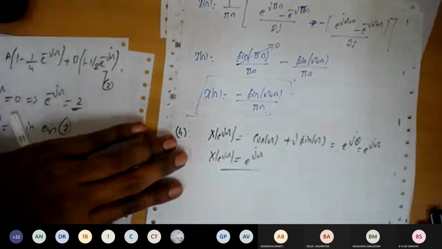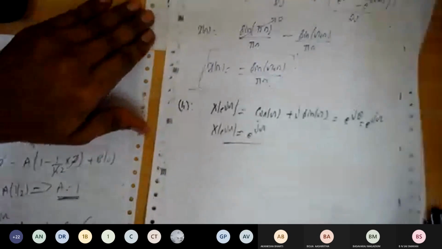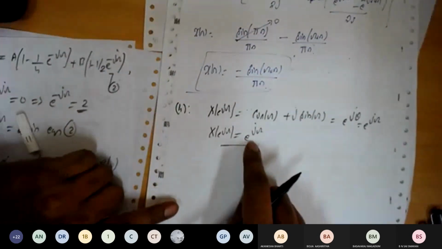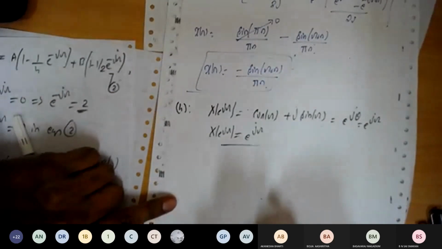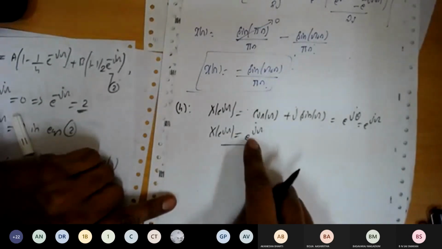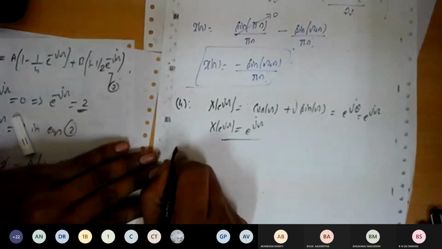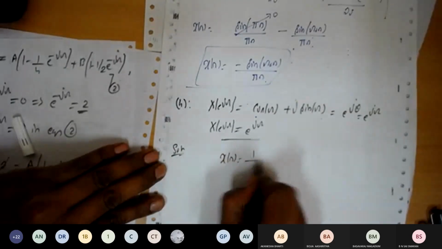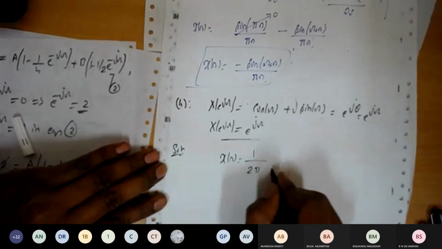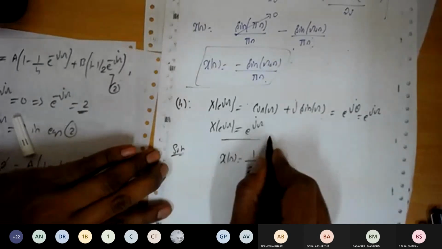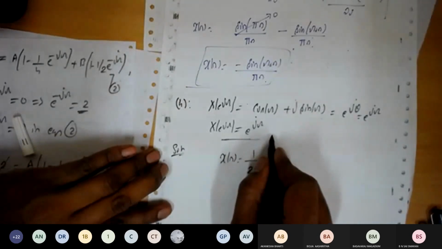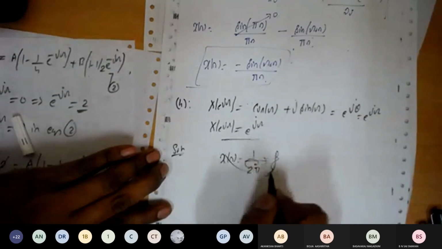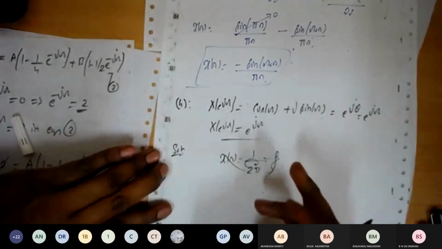Here we need to find out the inverse DTFT of this one. To find it, we have to follow the formula method only. We can't do it by the normal method, that is partial fraction. It is not possible, so we have to go for the formula method. Let us consider the inverse DTFT formula. x of n is equal to 1 over 2 pi. Since the limit is not given, it extends from minus pi to plus pi. But before that, instead of going for the formula method, we can do it directly like this.